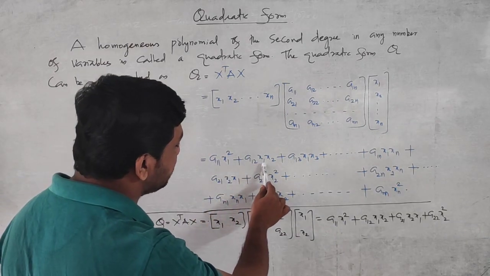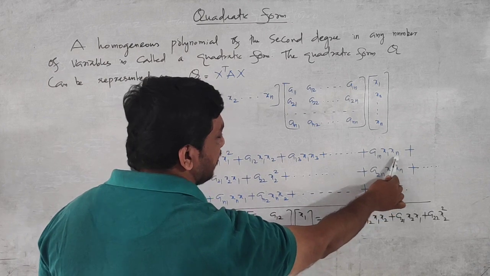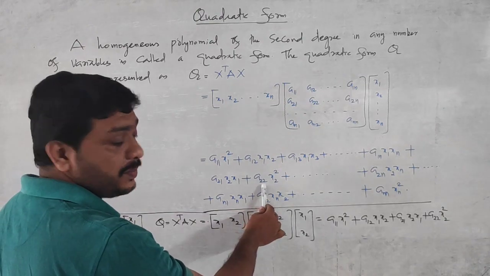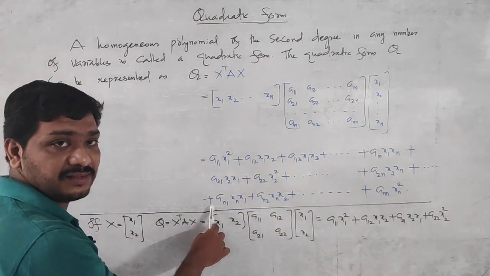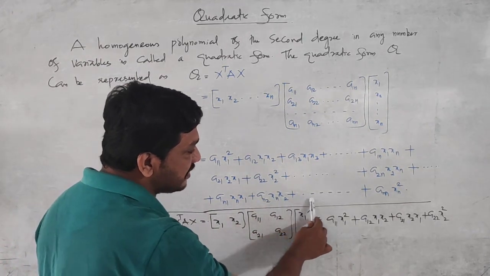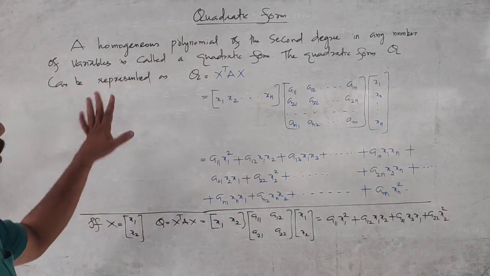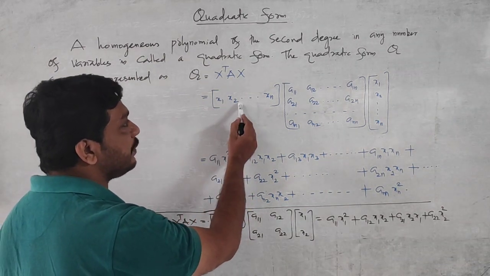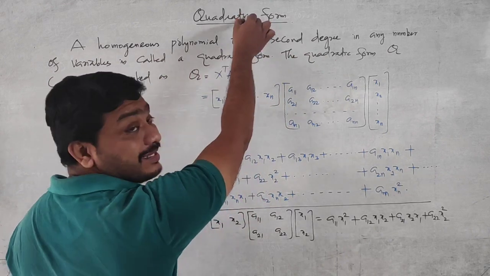plus a12 x1 x2, a13 x1 x3 plus etc. plus a1n x1 xn plus a21 x2 x1 plus a22 x2 square plus etc. plus a2n x2 xn plus etc. plus, generally, an1 xn x1, an2 xn x2 plus etc. plus ann xn square. That means every homogeneous polynomial of the second degree, whether your variables are 2 or 3, will not affect the degree of this homogeneous polynomial. That's why it is called a quadratic form.